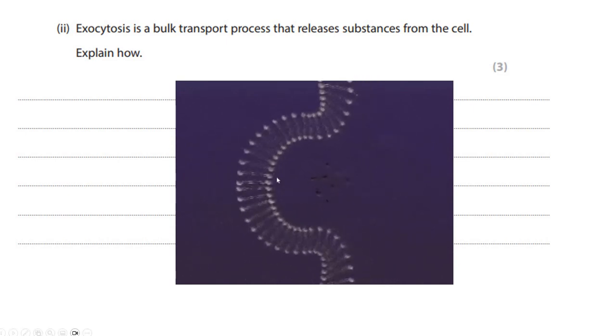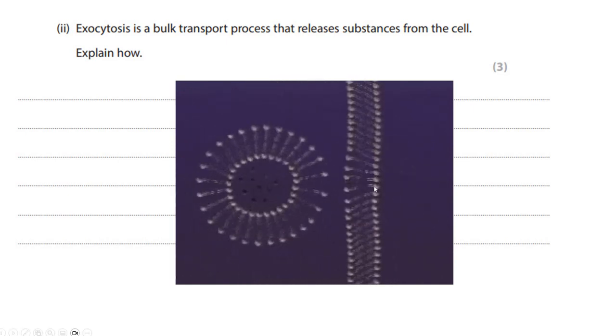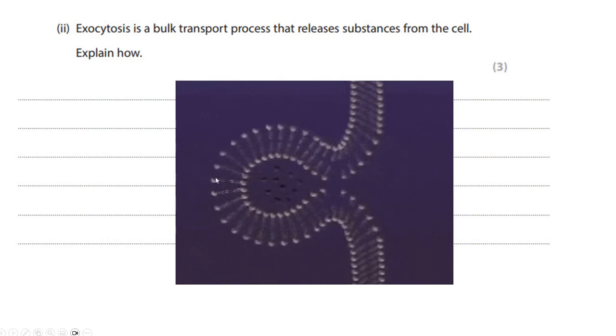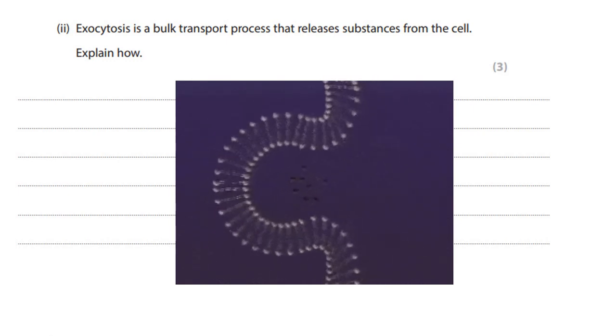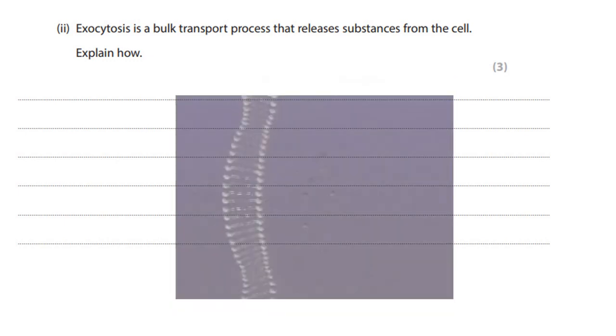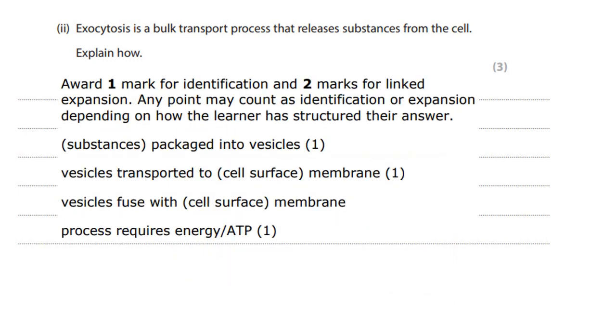So exocytosis is where substances exit the cell or are excreted from the cell into the surroundings. So substances are packaged into vesicles. The vesicles are transported to the cell surface membrane. The vesicles fuse with the cell surface membrane, and this process requires ATP, or energy.